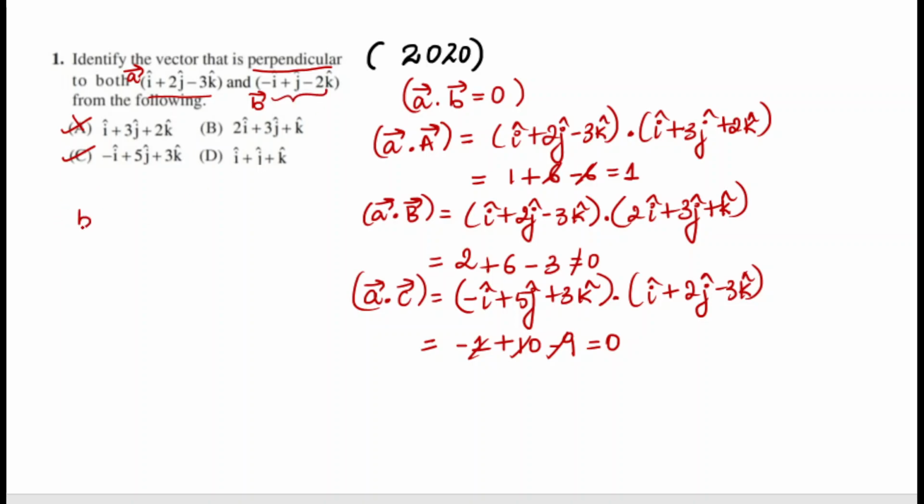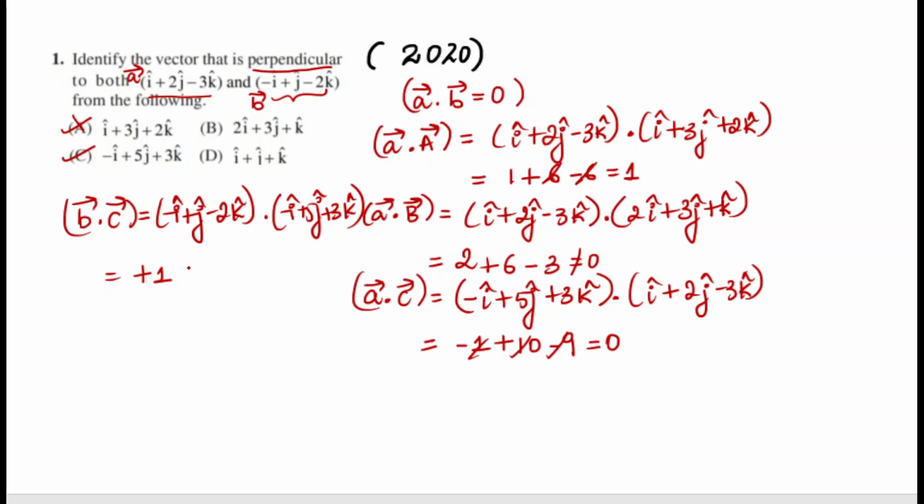Now B vector dot C vector. B vector is minus i cap plus j cap minus 2 times k cap, dot product with minus i cap plus 5 times j cap plus 3 times k cap. So it will be minus of minus, plus 1, plus 5 ones are 5, 6, minus 3 twos are 6. Plus 6 and minus 6 get cancelled, it is 0. Now option C is the right option.